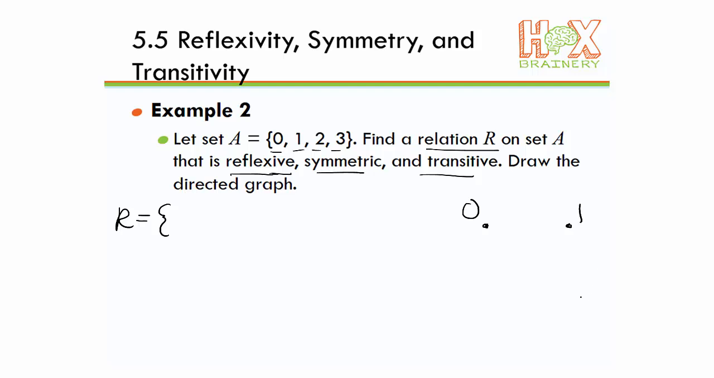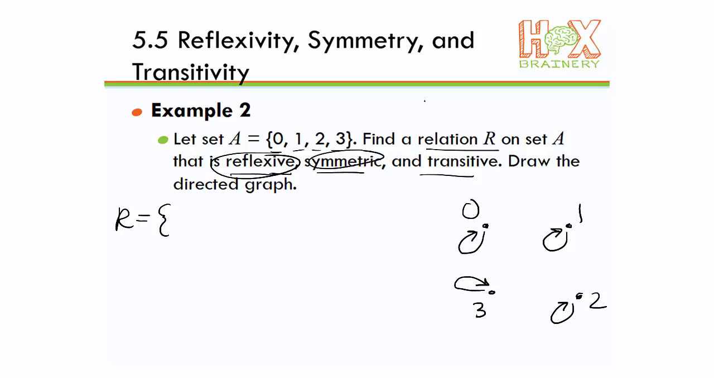Here's 0, 1, 2, and 3. All right, there's going to be different ways you could answer this question, right? Different graphs for this. For it to be reflexive, each of these elements in set A has to be related back to itself. So these all definitely do need loops on them. And now it is reflexive.